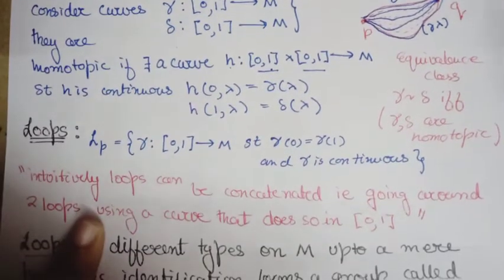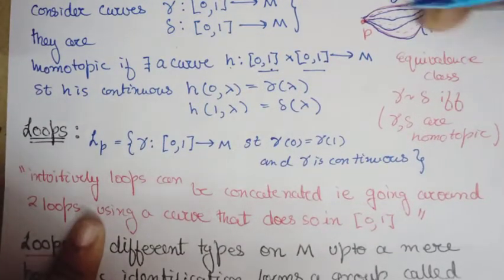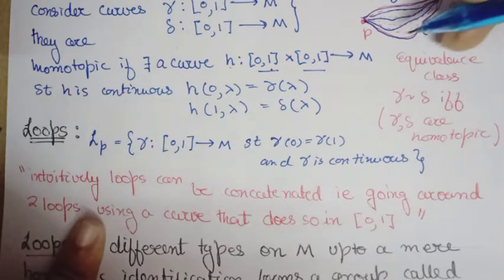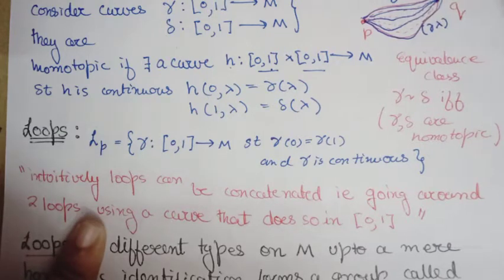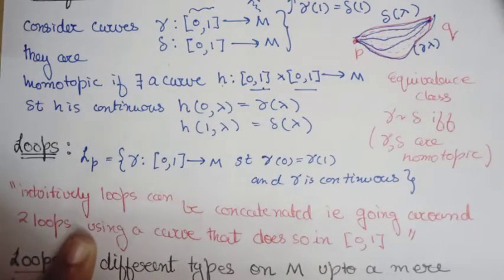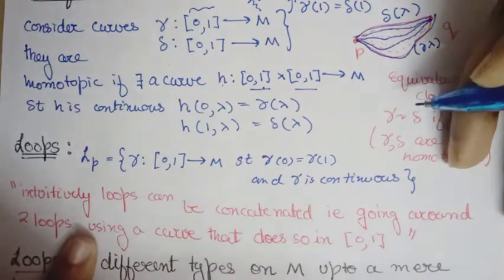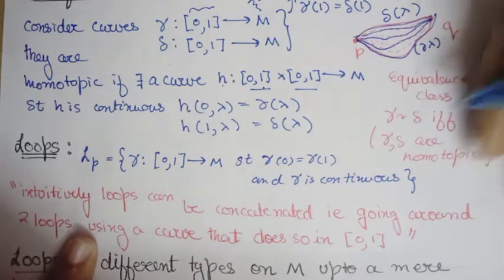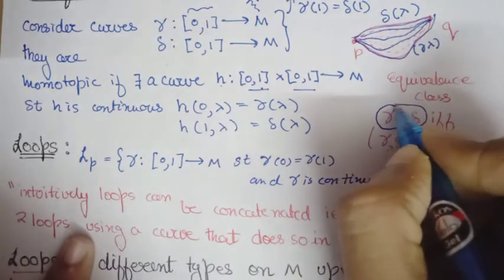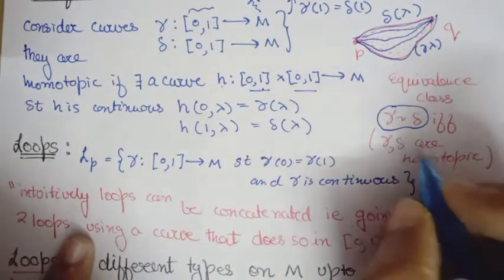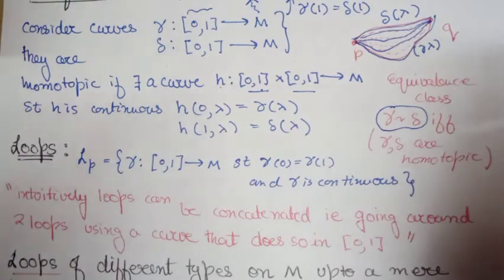Now, two curves, if they are homotopic, that is, they can be continuously deformed into one another, are grouped together. That is, two curves are said to be equivalent if they are homotopic, and one can be continuously obtained by deforming the other.